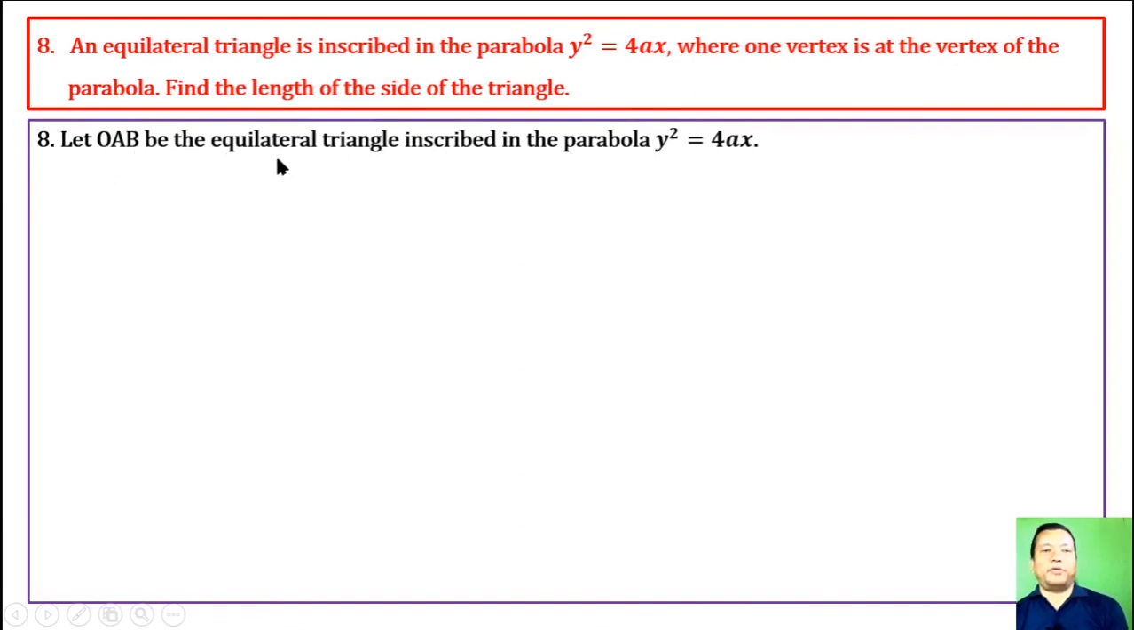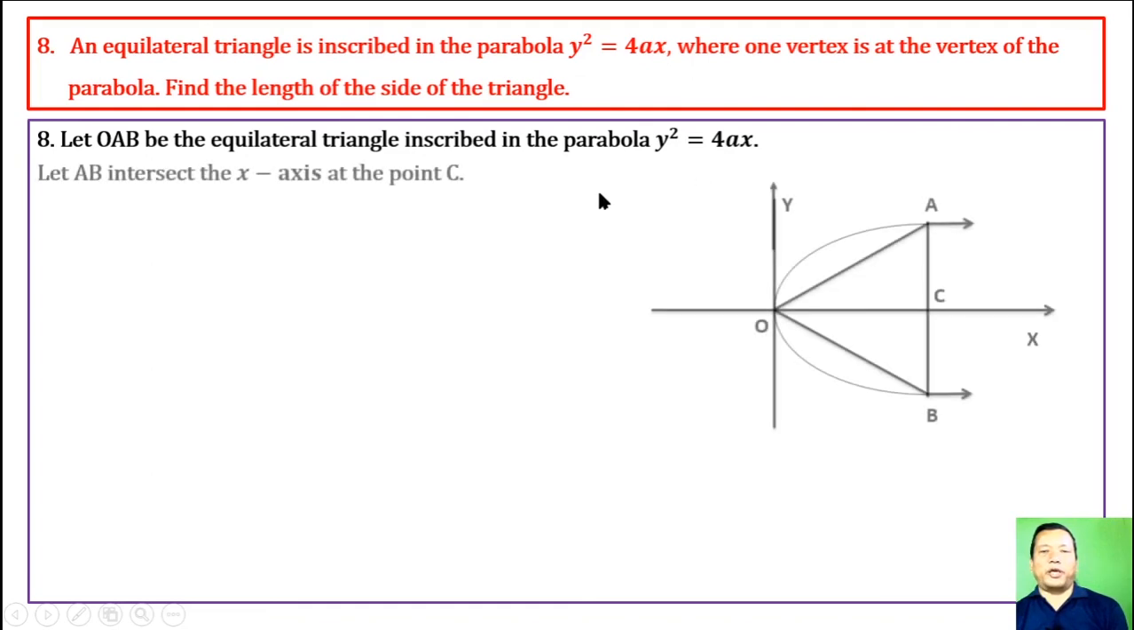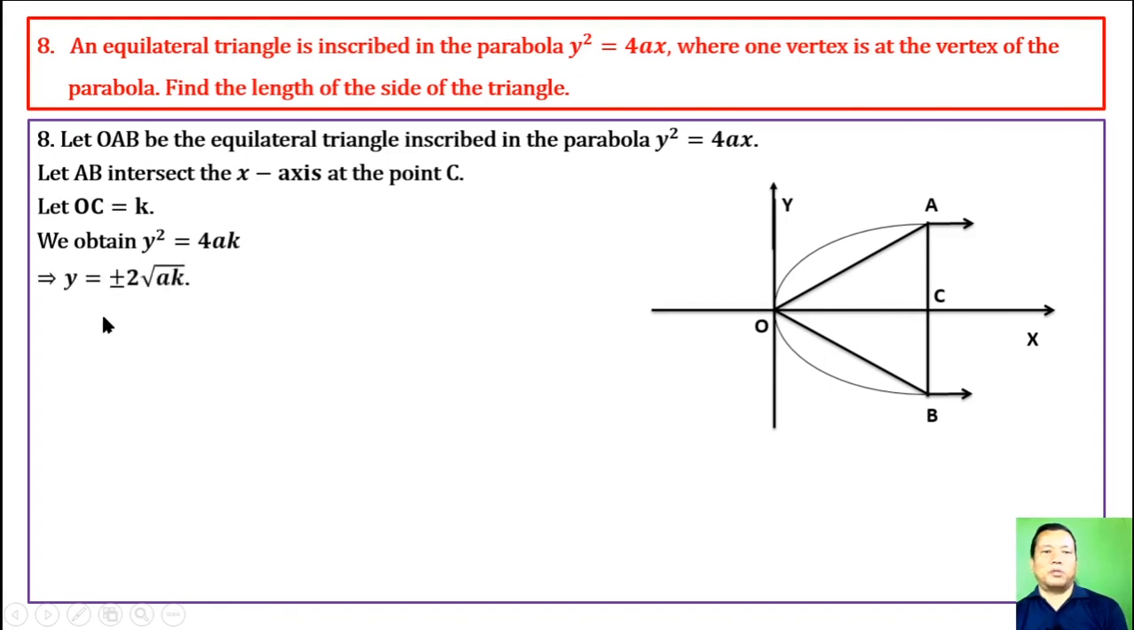Let OAB be the equilateral triangle inscribed in the parabola y squared equal to 4ax, as in this picture. This is an equilateral triangle inscribed in this parabola, whose one vertex is at the origin. Let AB intersect the x-axis at the point C. Let OC be taken as k. We obtain y squared equal to 4ak, from which y equal to plus minus 2 square root of ak.